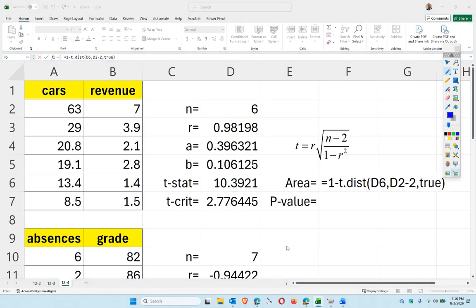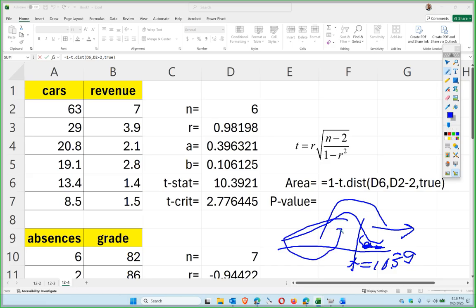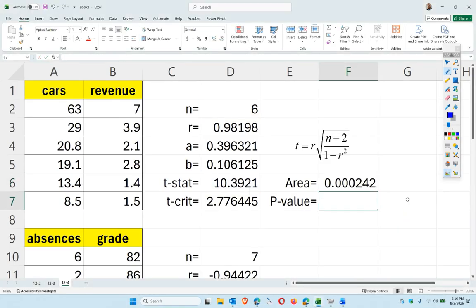Because I'm trying to get to this t-value, which is 10.39, correct? And I want this shaded area here. So it's going to be this way. So I need the 1 minus to flip it from there to there. Because if I don't do the 1 minus, it's going to give me this area, correct? Okay. So that is the area there, right?